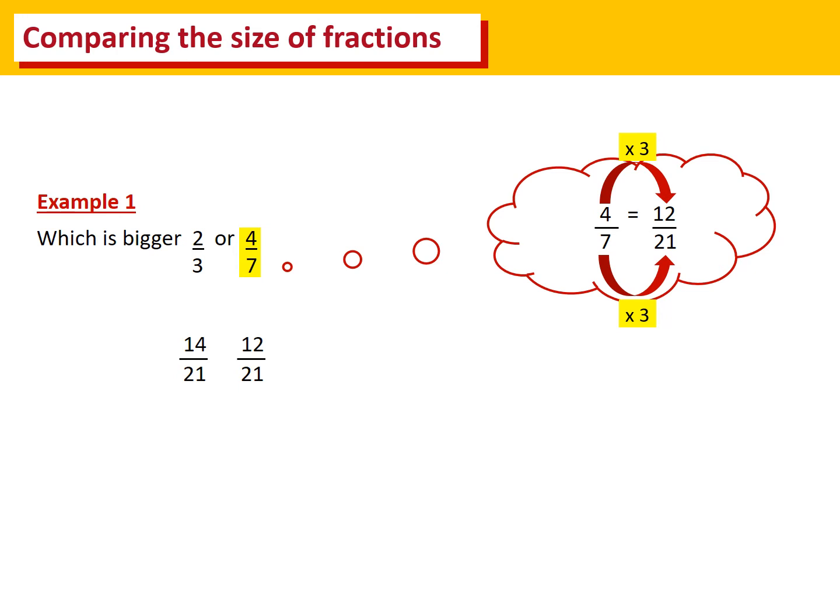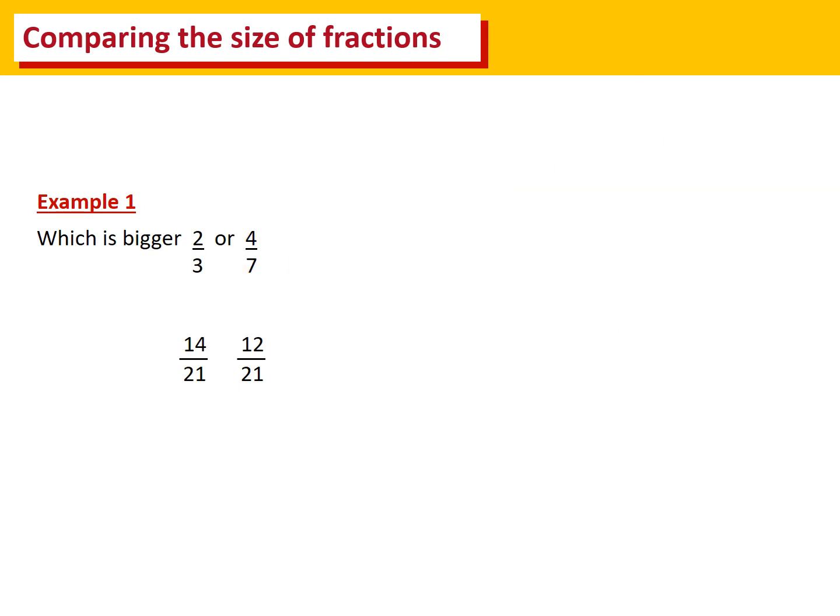And it's clear now that 14 over 21 is bigger than 12 over 21, so we put in the greater than sign. And just to remind you, that means greater than, and that means less than. Let's have a look at a second example.